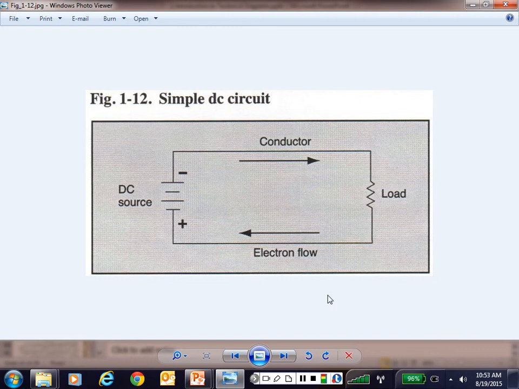Now, the advantage we have with DC is that we can electronically control DC. So your TV, even though you plug it into the wall, is a DC device. The radios in your cars are DC devices. Your cell phones are DC devices. Anything that's electronic runs off of DC. Anybody see the problem with this?